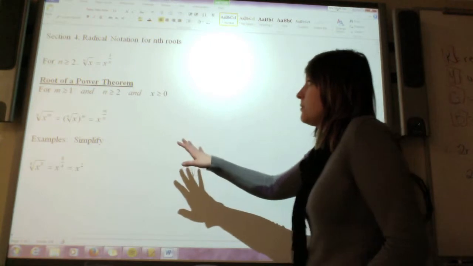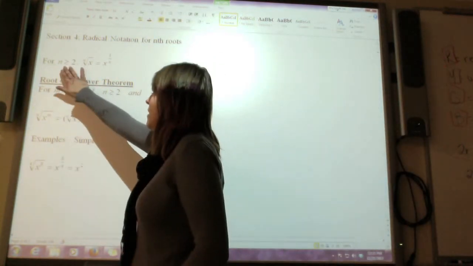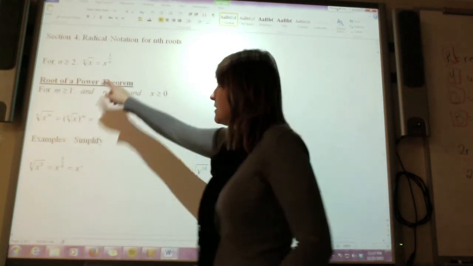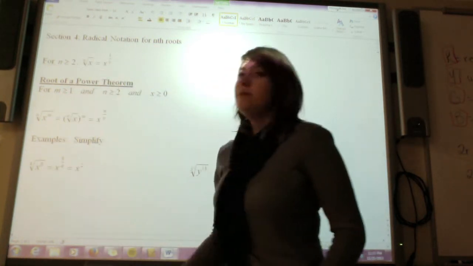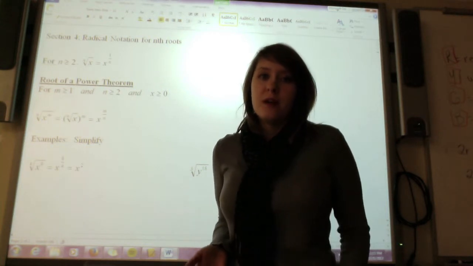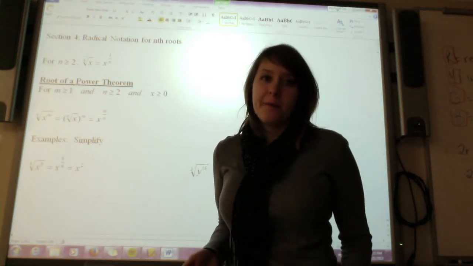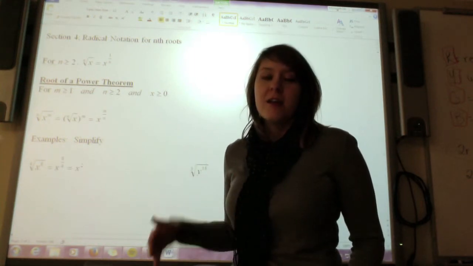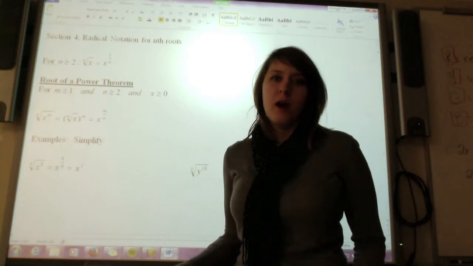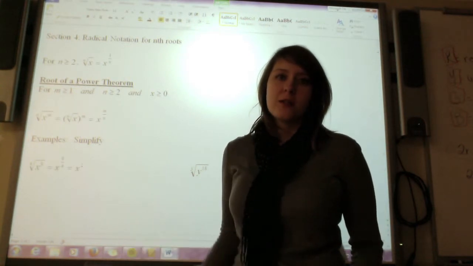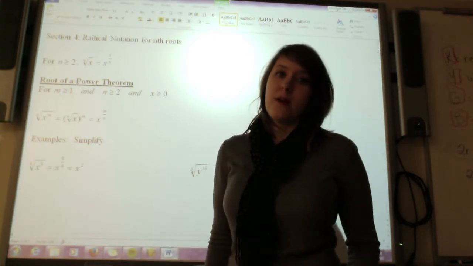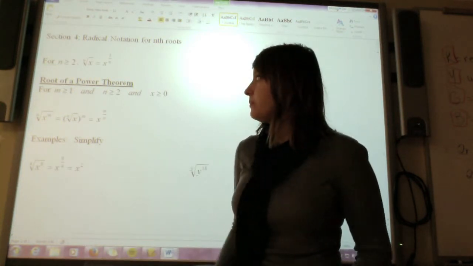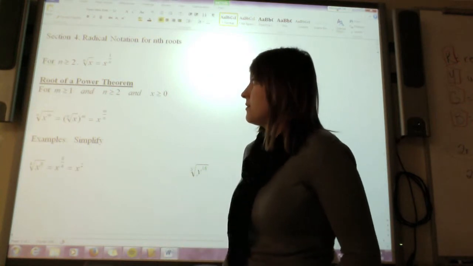Okay, so the first thing that we want to talk about is that when you have an n value greater than or equal to 2, I know that the nth root of x is equal to x to the 1 over n. So remember that an nth root is just a fraction power. If you have a power of x to the 1/2, that's the same thing as the square root of x. Or if you have a power of x to the 1/4, that's the same thing as the 4th root of x. So we can go back and forth between exponential and radical form.